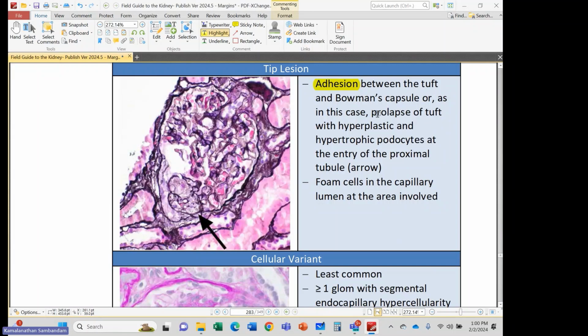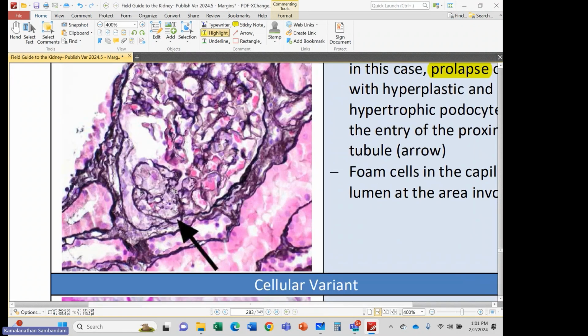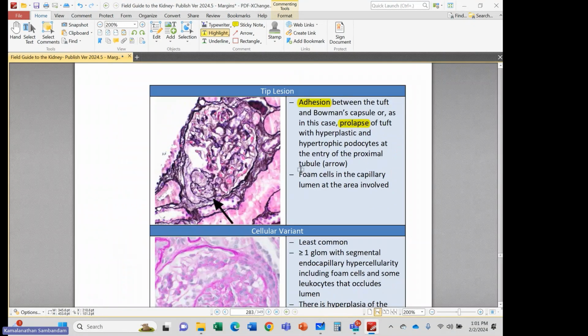Sometimes, again, you'll see, just as here, this prolapse of the glomerular tuft into the afferent, into the proximal tubule. And then what you're seeing often is, once again, these angry or activated, let's call them podocytes, increased cell number, foamy cytoplasm, and that's the giveaway that this is a tip lesion. Okay.